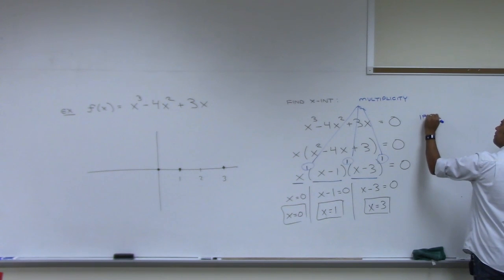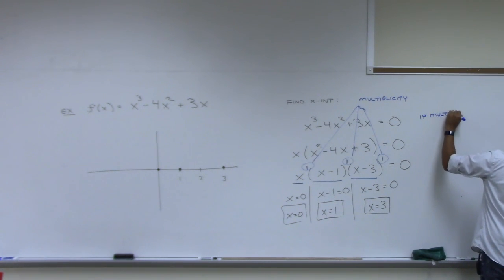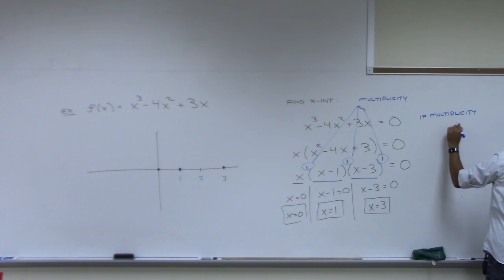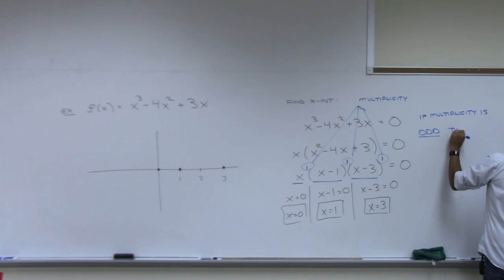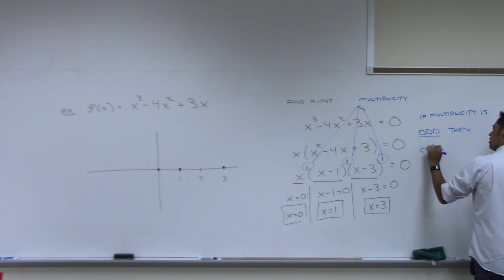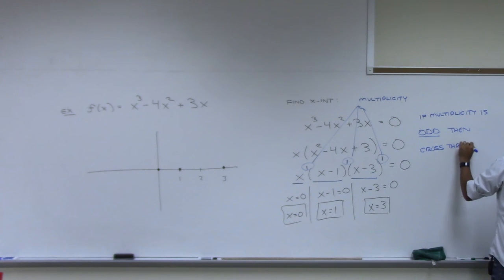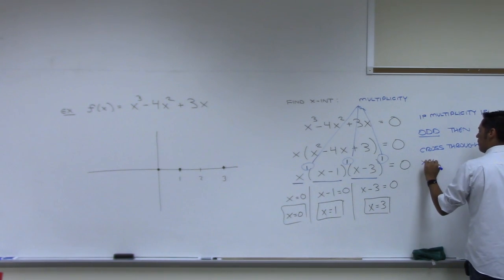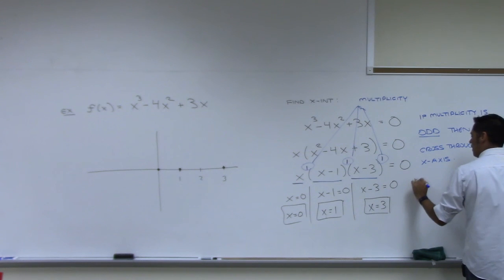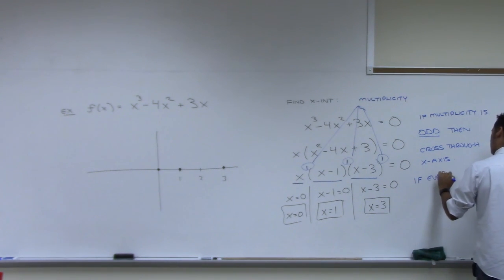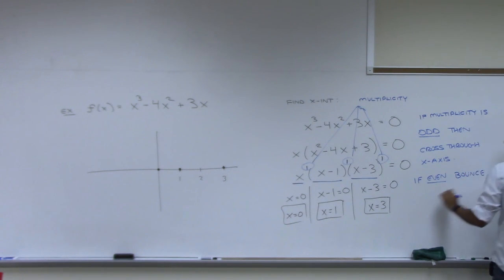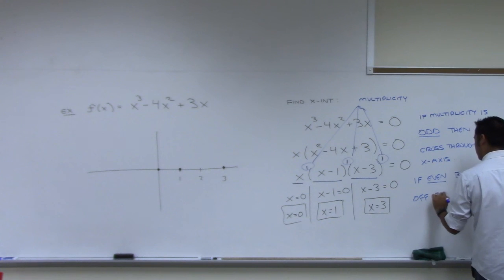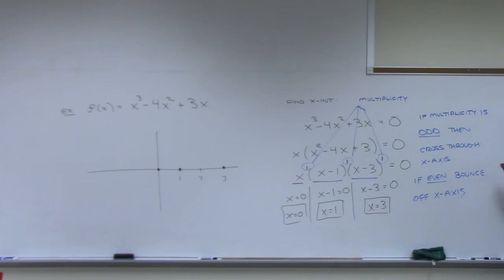If multiplicity is odd, then cross through x-axis. If even, bounce off x-axis. Now this will become more apparent as I do a couple of more examples here.